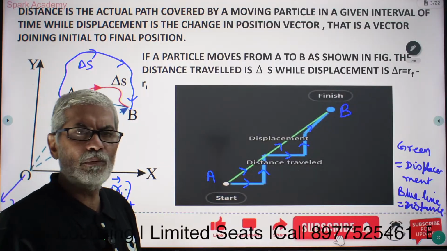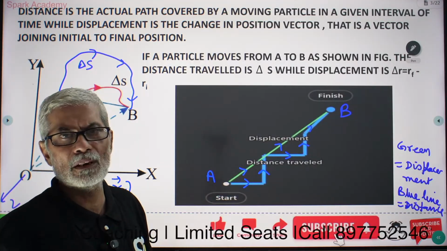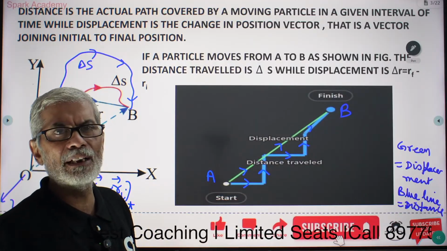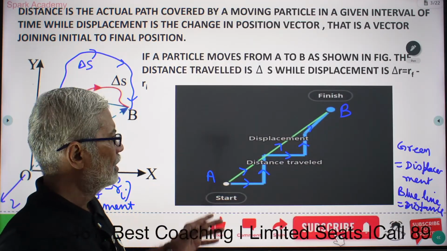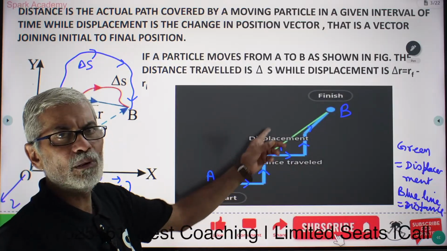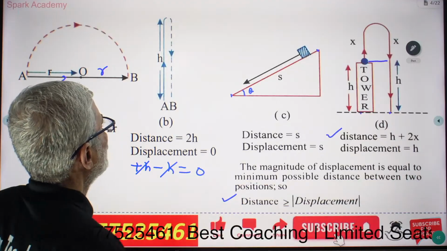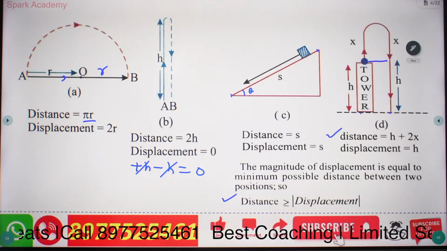Distance will always be more than displacement, in 90% of the cases, or maybe 95% of the cases. Distance traveled will be more than the displacement. Okay. Now, here there are some other examples.